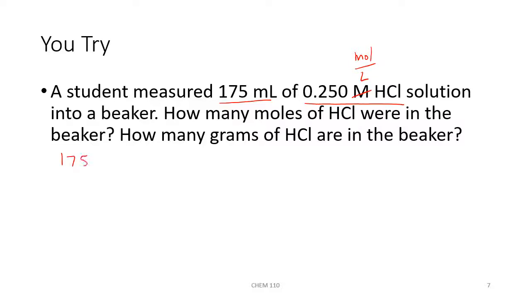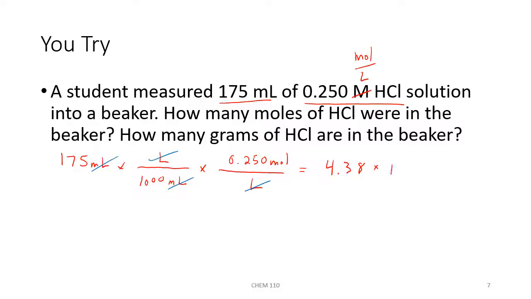So starting with 175 milliliters, in order to use our molarity, we're going to have to convert milliliters into liters. There's 1,000 milliliters in 1 liter. And then using our molarity, we know that it is 0.250 moles per liter. Our liters will cancel, our milliliters will cancel, and this will tell us the number of moles of HCl in our solution, which is 4.38 times 10 to the negative 2 moles.